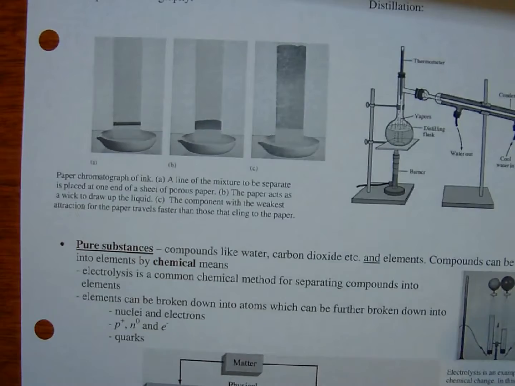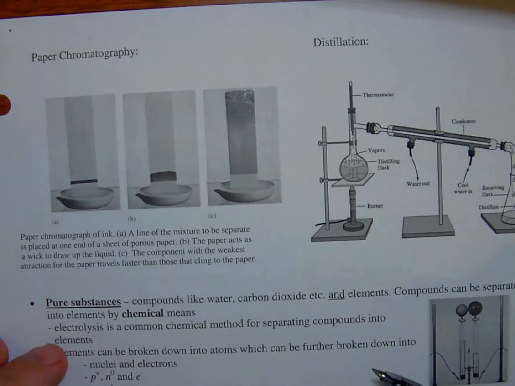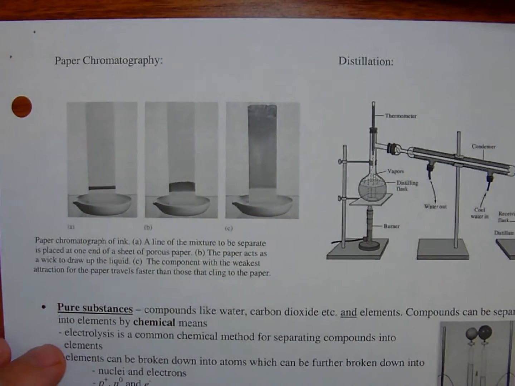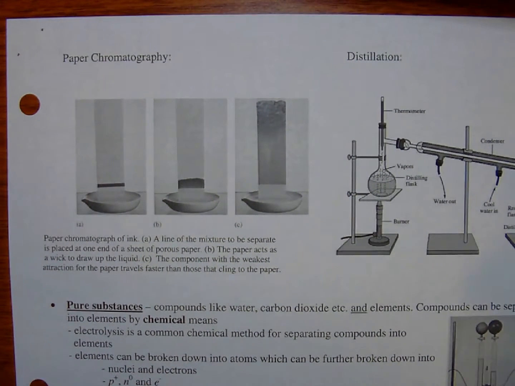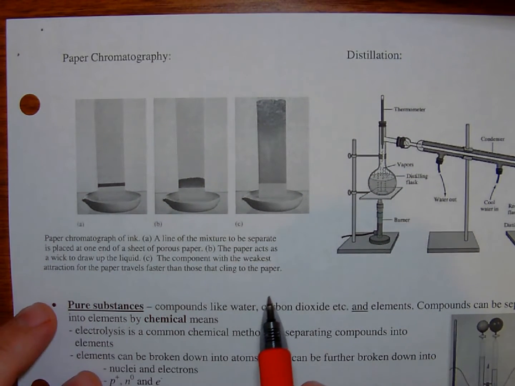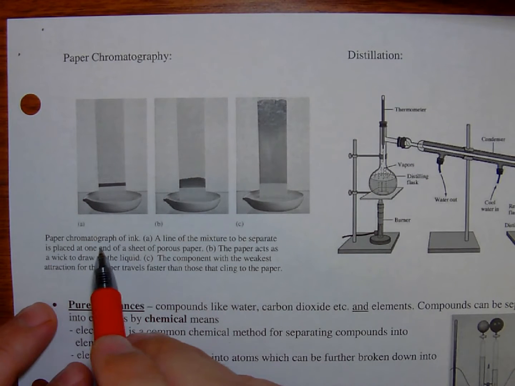Oops, wrong page. So there are a couple different kinds of separation, right? So we have paper chromatography. You might have done this in biology. I'm not sure, to be honest. I think I did it in biology when I went to this school, but that was a long, long time ago. But this is paper chromatography of ink.